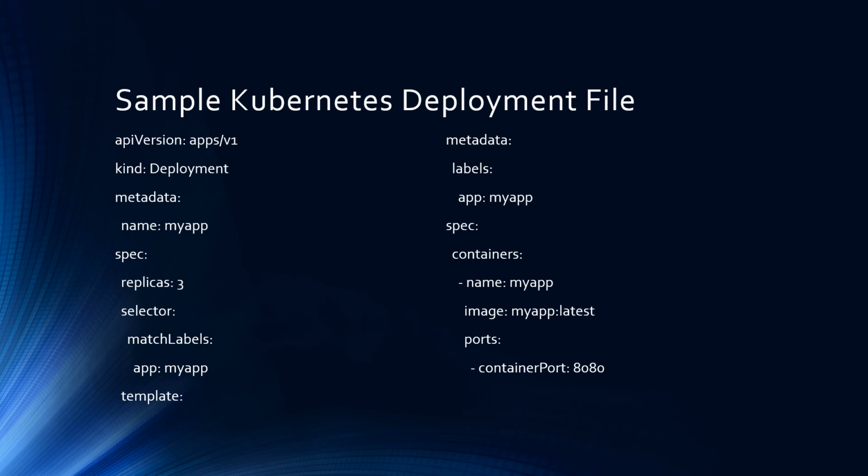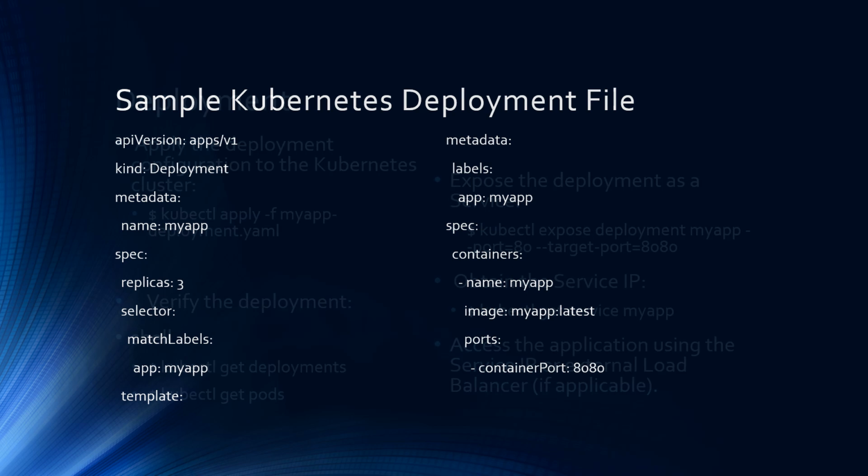The container specification details exactly what should run in each pod. We specify the image to use, what we want to call this container, and what ports it should expose. This level of detail ensures consistency across all instances of our application.